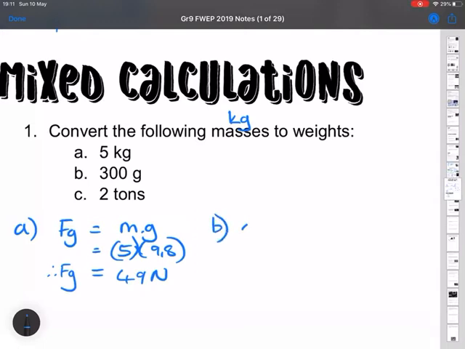we first have to convert. So 300 grams is the same as divide by 1000, or 300 grams is exactly the same as 0.3 kilograms. So if weight is equal to mass times gravity, mass is 0.3 kilograms, gravity on Earth 9.8. 0.3 times 9.8 gives us 2.94 newtons.